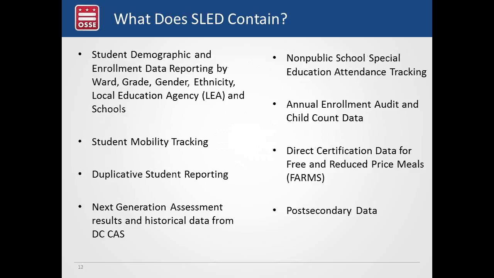So what does SLED contain? SLED contains the following: student demographic and enrollment data reporting by ward, grade, gender, ethnicity, local education agency, and schools, student mobility tracking, duplicative student reporting, non-public schools, special education attendance tracking, annual enrollment audit and child count data, direct certification data for free and reduced price meals, post-secondary data, and of course the topics that we're discussing today, the next generation assessment results and historical data from DC CAS.